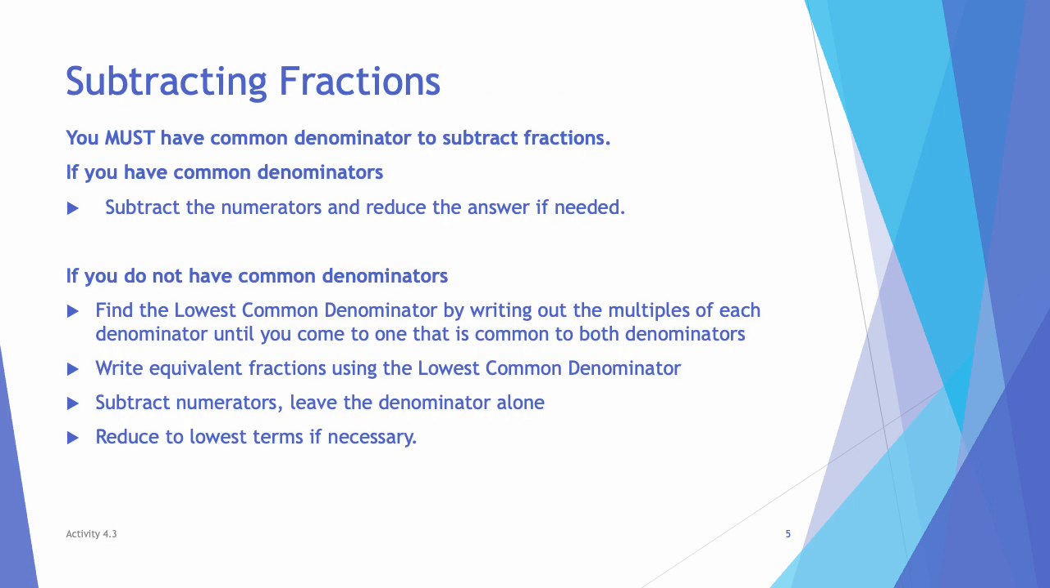Again, to subtract fractions, you must have a common denominator. If you already have a common denominator, then you would subtract the numerators, leave the denominators alone, and then reduce the fractions if necessary. If you do not have a common denominator, you find the lowest common denominator by writing out the multiples of each denominator until you come to the one that is common to both denominators. Then write the equivalent fractions using the lowest common denominator. Then subtract the numerators, leaving the denominators alone, and reduce to lowest terms if necessary, the answer.